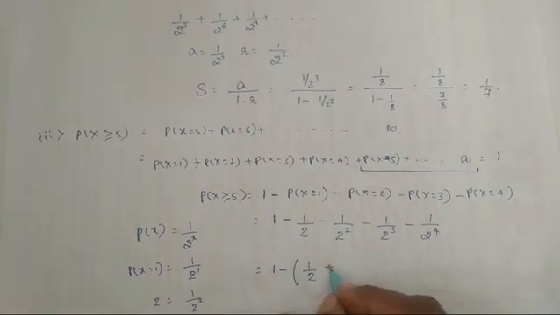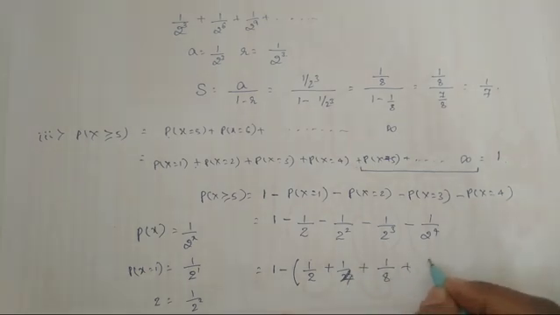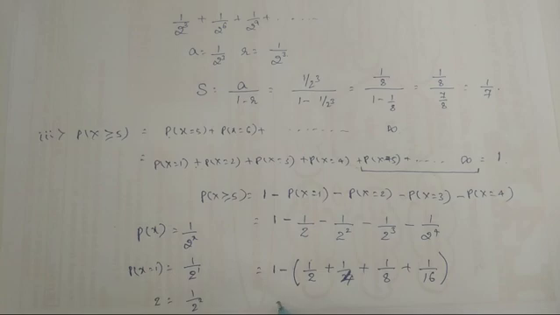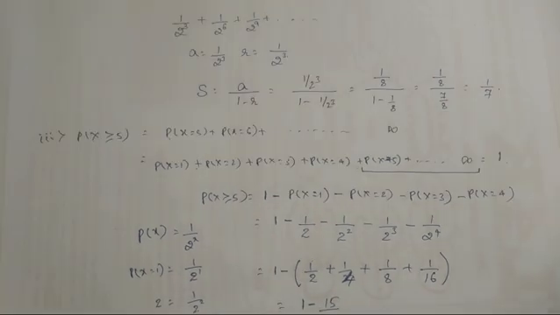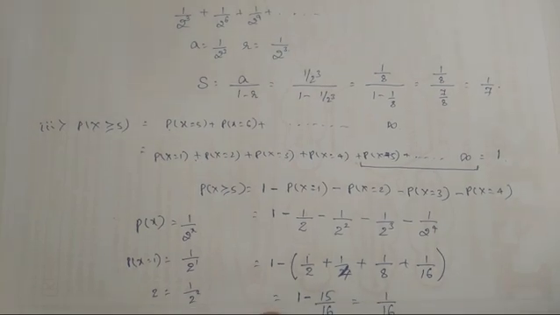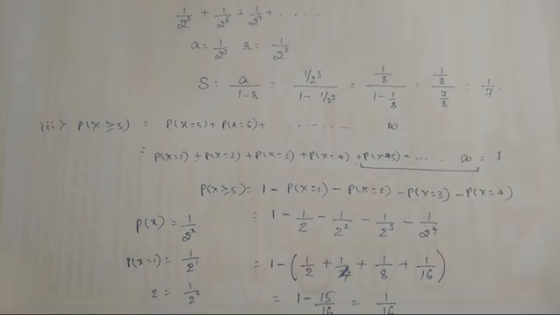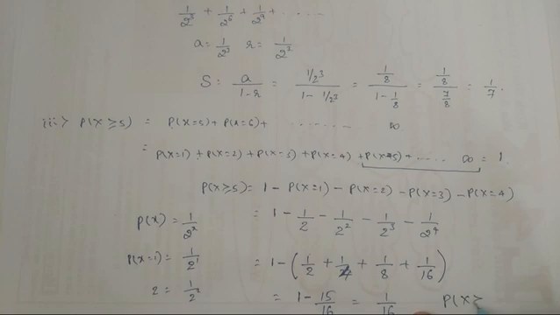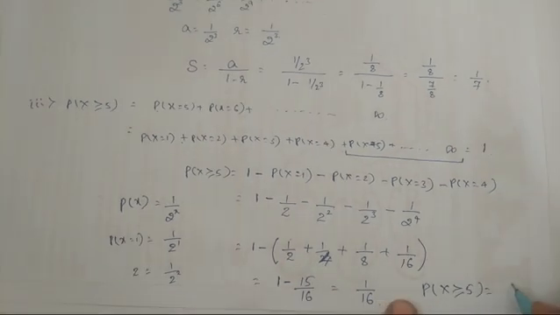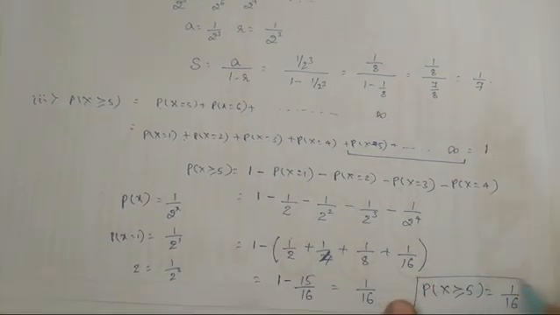I am taking the minus common: 1 by 2 plus 1 by 4, fine, plus 1 by 8 plus 1 by 16. Solve it in a calculator. 1 minus 15 by 16, which is equal to 1 by 16. Okay, therefore p of x greater than or equal to 5 will be equal to 1 by 16.